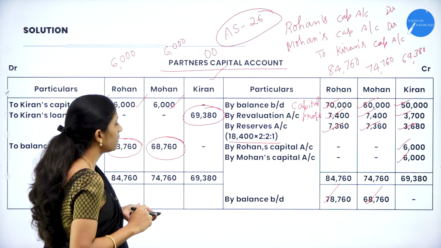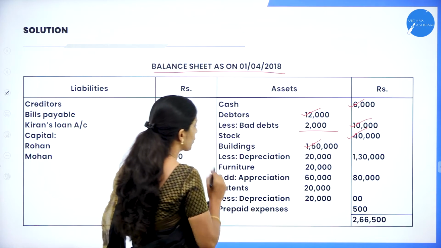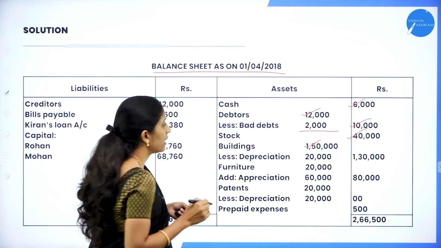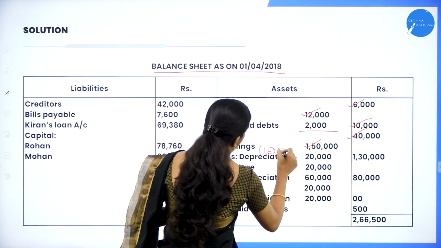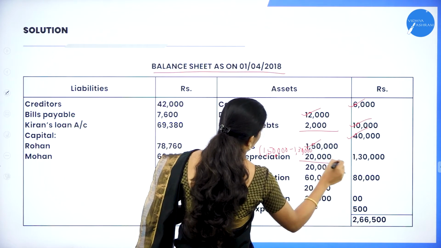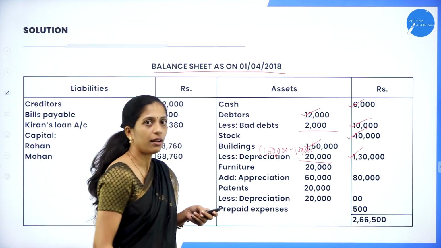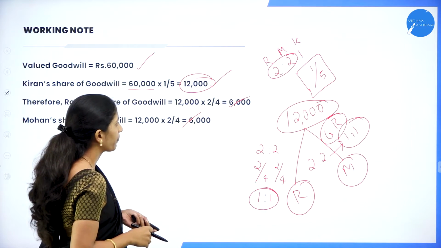So, how to record? So, building which in the balance sheet is 1,50,000 less depreciation. So, how to calculate the depreciation? 1,50,000 minus 1,30,000. So, we'll get the depreciation 20,000. In the outer column, you have to record the current value, that is 1,30,000.